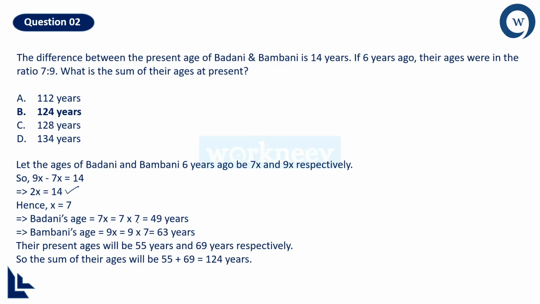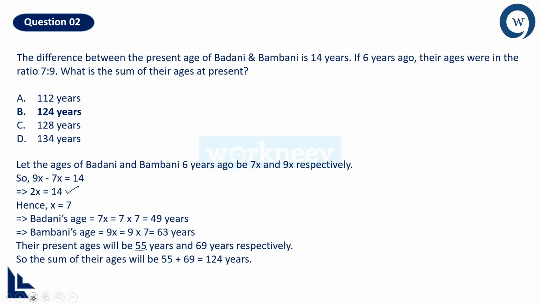Now tell me what will be their present ages then? I need to add 6 to both the values, then I will get their present ages. So Badani's age will be 49 plus 6, which is 55 years, and Bambani's age will be 63 plus 6, which is 69 years. And simply the last part of the question is what is the sum of their present ages? It is 55 plus 69. The answer is 124 years. So congratulations, all of you have got the answer.